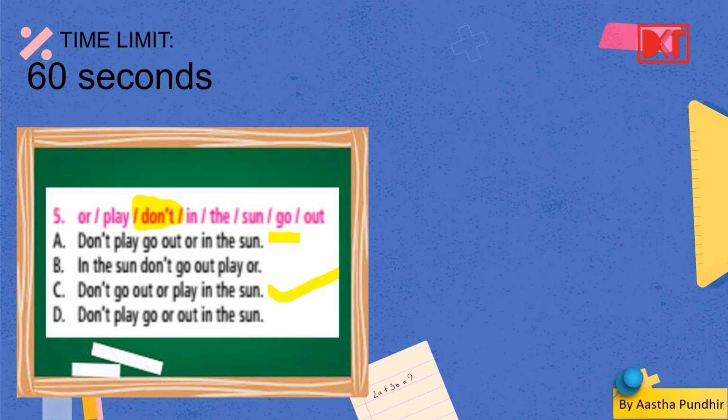Don't play, go, or out in the sun. Correct answer is C. Don't go out or play in the sun.